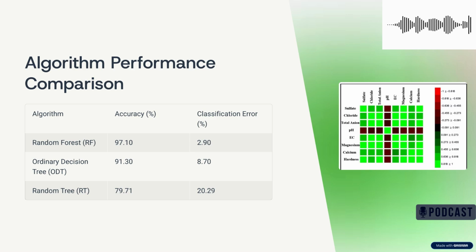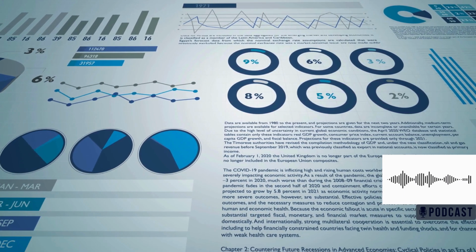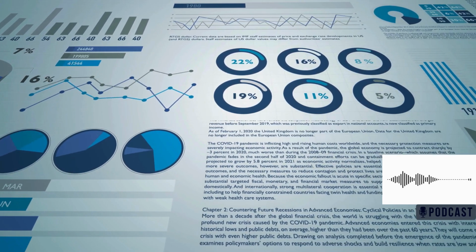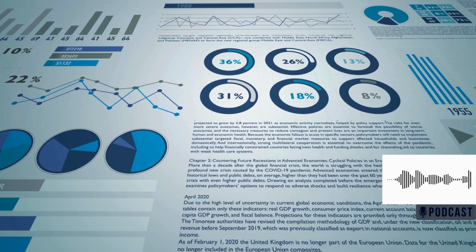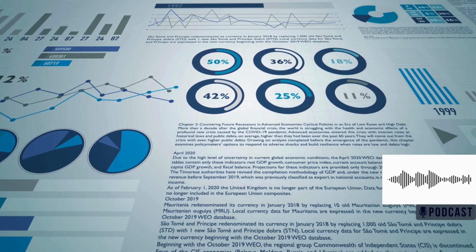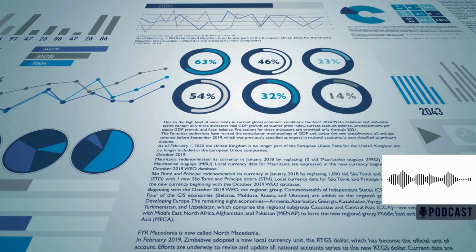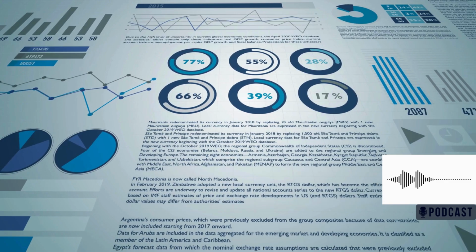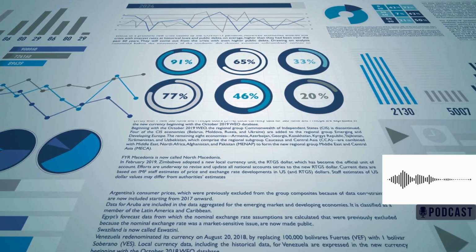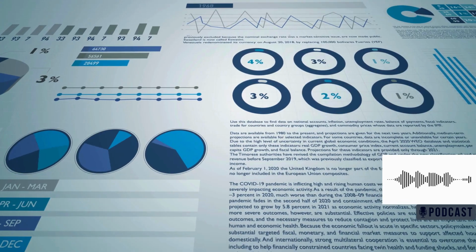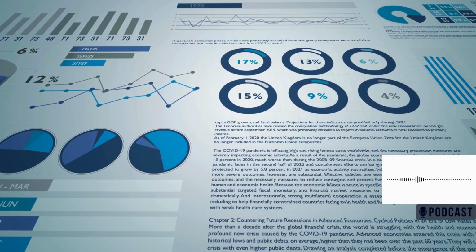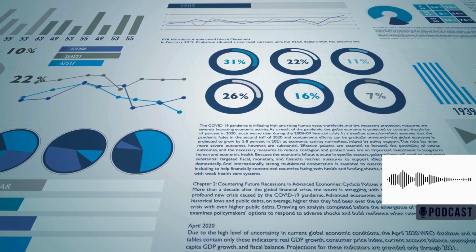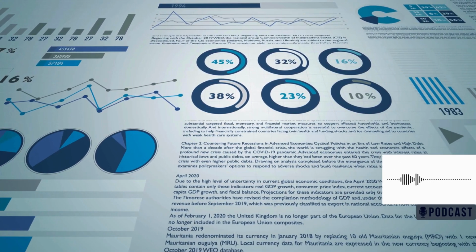For the continuous data, random forests, RF, came out on top with a really impressive accuracy, 97.10%. Wow, 97%. That's high. Extremely high for this kind of environmental modeling. The ordinary decision tree, ODT, also performed very well, and the random tree, RT, was acceptable too. They used several statistical measures to confirm this, not just raw accuracy, things like the Kappa coefficient, Spearman-Rho, Kendall-Tau. It was a robust evaluation.